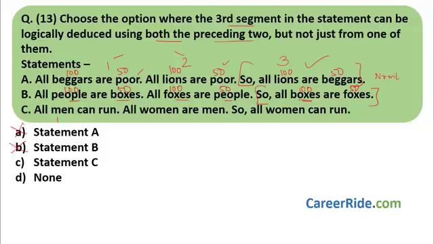Third one: all men 100 can run. Over here run is the second element. All women, all again means 100 and again 50.